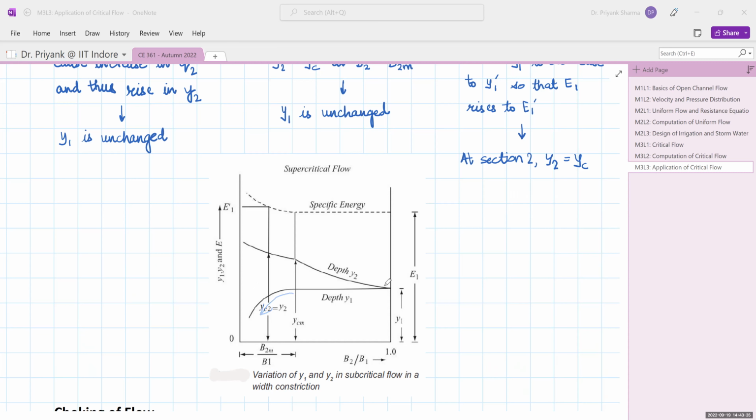Now the depth y2 is increasing till that point. It reaches this point yc, that is case 2. This is your case 2, and apart from case 2, it will further go on increasing gradually, but still it will be critical flow at all these times. So this is the variation of depth y1 and y2 when we resort to flow constriction in case of a supercritical flow.